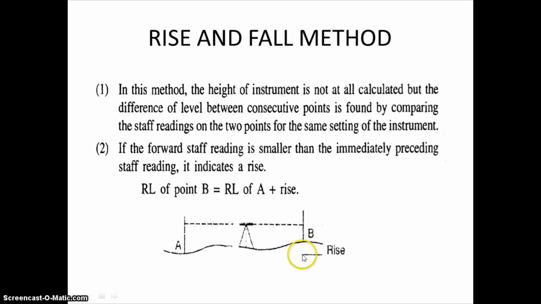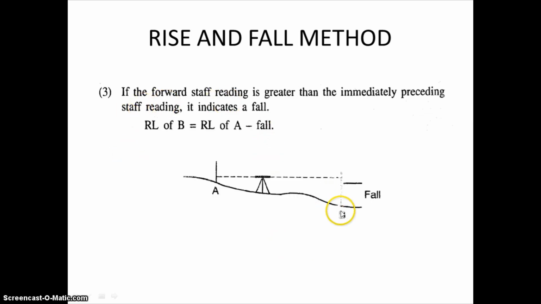You can see this is your datum surface. If we go this way, this much rise you are getting. Meaning RL of point B is nothing but RL of point A plus rise. Okay, so that is your rise. And if the forward staff reading, that is B, is greater than the immediately preceding staff reading, this A, then it indicates a fall. Meaning RL of point B, if you want to find it, is nothing but RL of point A minus this difference, that is the fall. So this is the meaning of the rise and fall method.